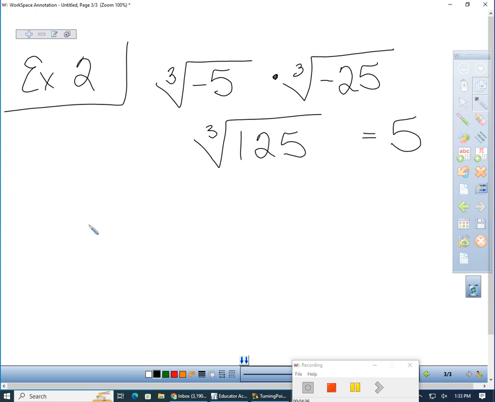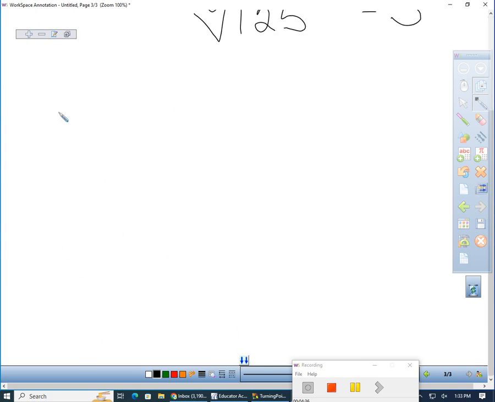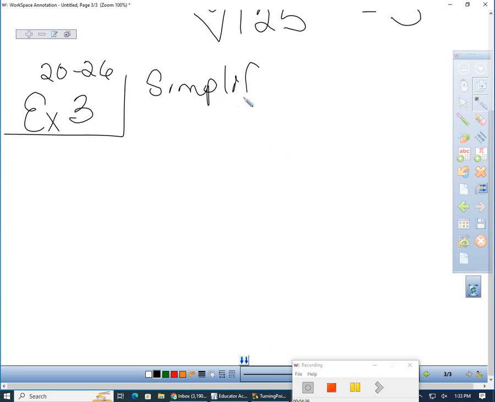All right. Let's go to example number 3. Example number 3 is going to cover 20 through 26. Here you are practicing simplifying. So you don't have to multiply in this little section, you're just simplifying it. But they're adding variables and different numbers and things.